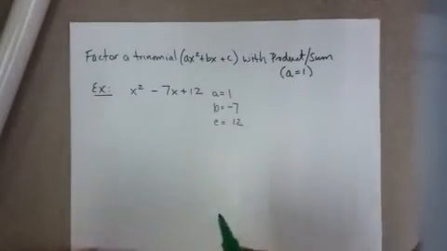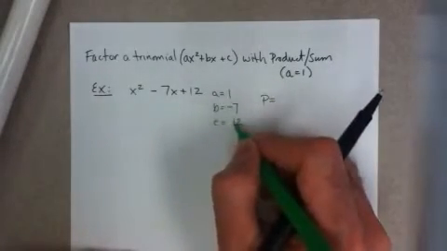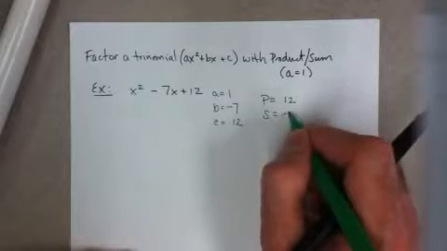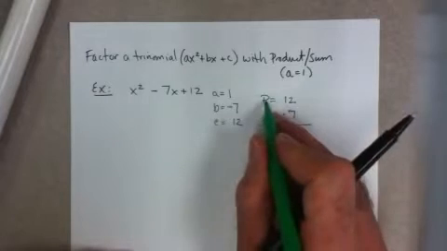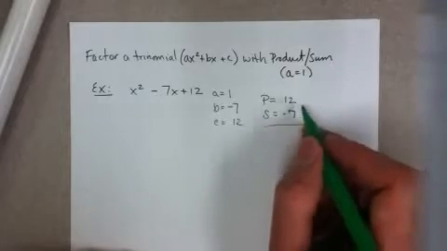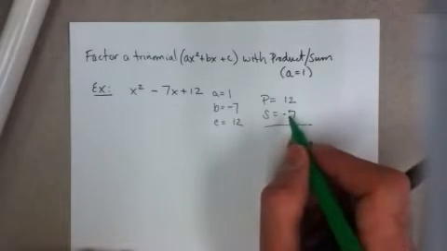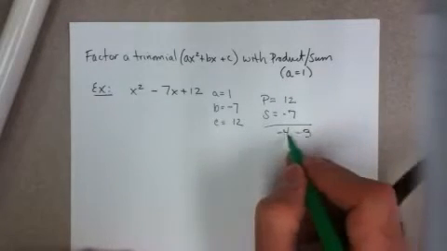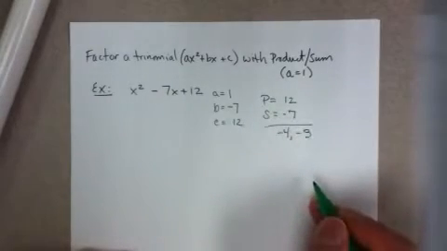Now the product sum method works like this. The product is equal to a times c. So in this case, 1 times 12, which is 12. And the sum is equal to the b value, which is -7 here. And now we play a little game where we have to find two numbers whose product is 12 and whose sum is -7. Now, there's no real magic trick to make these two numbers appear. It is a little guess and check sometimes. But for these numbers, it's not too hard to see that -4 and -3 are two numbers such that when you multiply them together, you get positive 12, and when you add them, you get -7.